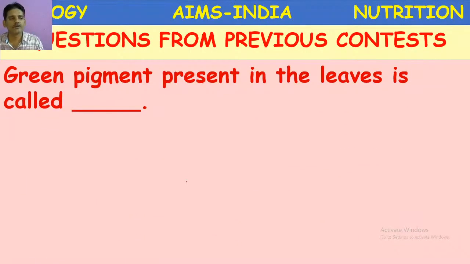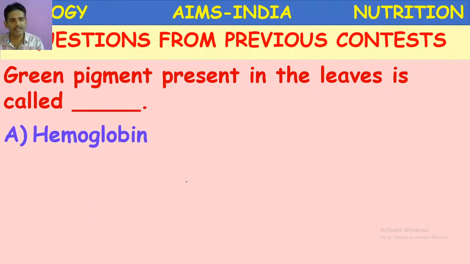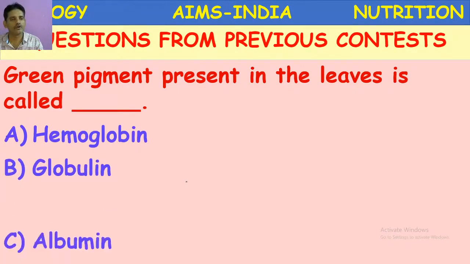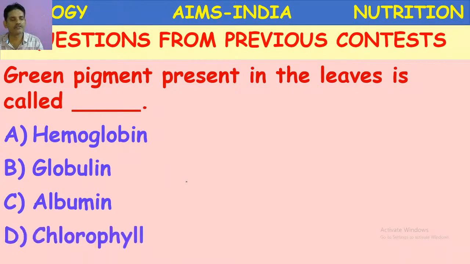Next question. The green pigment present in the leaves is called hemoglobin, globulin, albumin, or chlorophyll. Analyze the question. Hemoglobin is present in the blood. Globulin and albumin are also present in the blood. So the correct option here is chlorophyll.